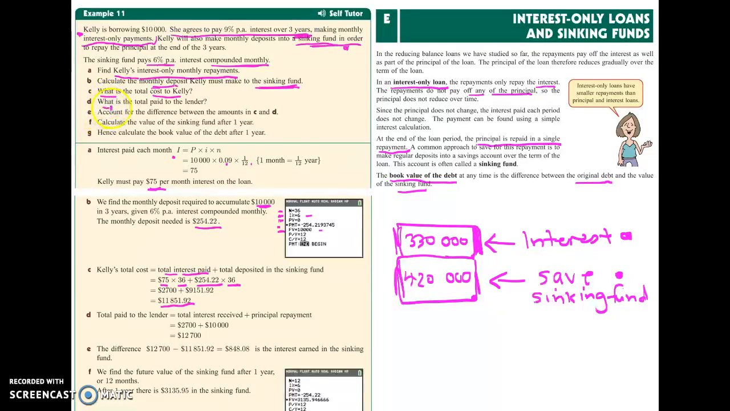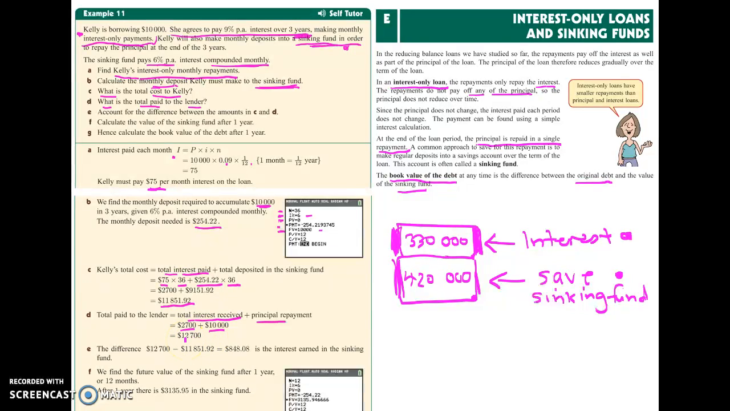Part D, what is the total paid to the lender? So who's lending us the money? Now, the total paid to the lender is all the interest received. So that's this first account, the interest that goes into here, into the interest-only account, and then the principal, because you know you're borrowing the principal, you're paying the interest, and you're borrowing the principal, so you've got to pay that back in one go. So this is the principal that she's borrowed, and this is how much interest she had to pay, so add them together.